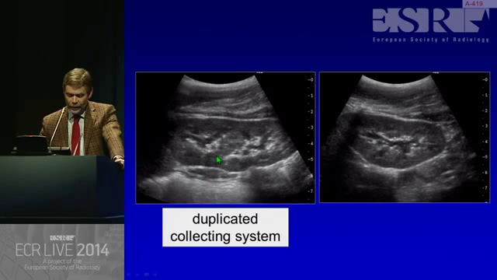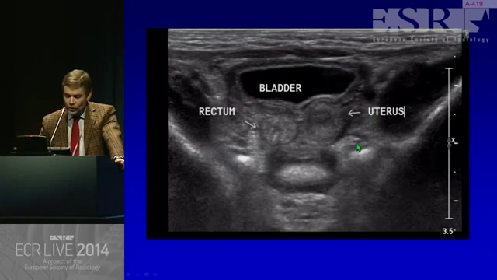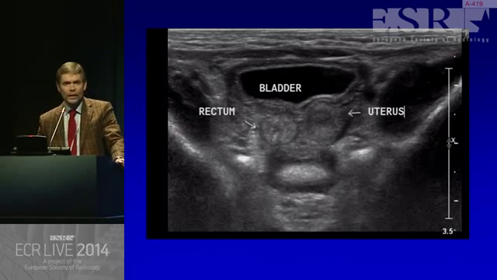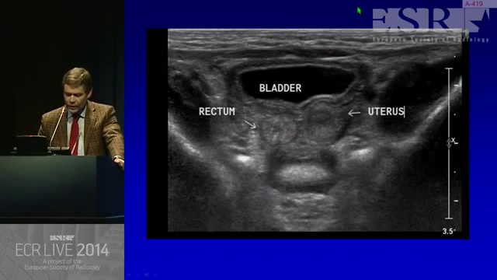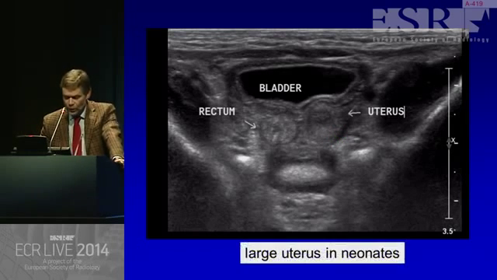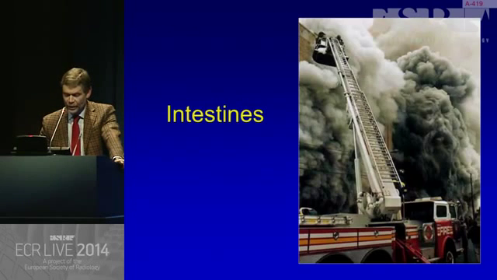Of course, we know the duplicated collecting system is boring. What's not boring, a newborn baby girl has a huge uterus. You should know that. It's not a tumor, it's not an ectopic kidney, it's not a fluid-filled bowel loop. No, it's the uterus. It's even larger than the rectum. And it will stay like this for several weeks or months, all by hormonal stimulation of the mother's estrogen. It's also completely normal, a large uterus in neonates.